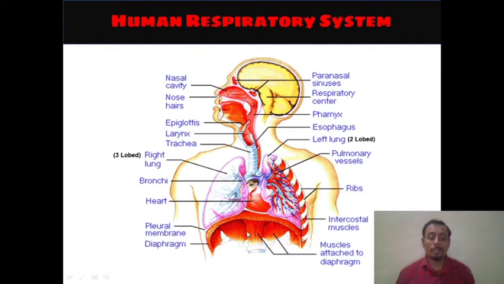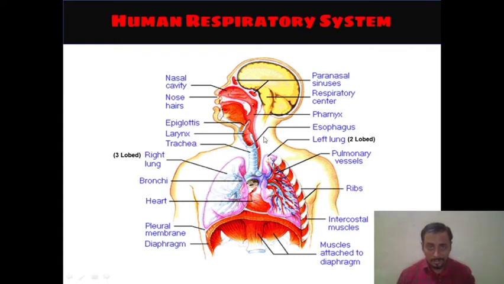Then there are two pleural membranes, and in between them fluid is filled. The outer pleural membrane is towards the thoracic cavity and the inner pleural membrane is towards the lungs. The diaphragm is also shown here. Intercostal muscles are shown here, which bind the ribs of the rib cage. Pulmonary vessels are also shown, and the muscles attached to the diaphragm are also shown in this diagram.